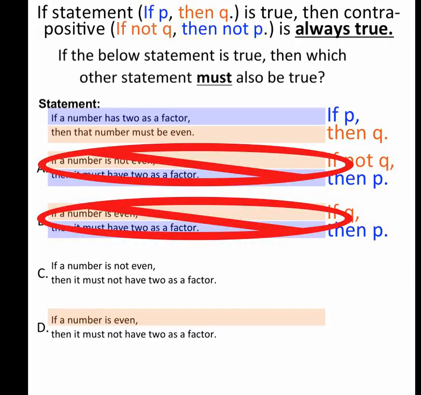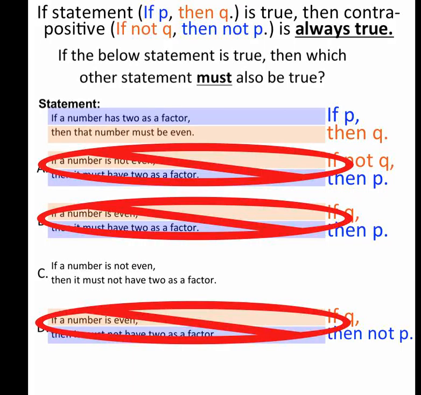Looking at the next one, if a number is even, well, that's the if Q again, so I know this isn't the contrapositive. Then it must not have a factor of 2. Then not P. Well, at least that's the part I want, but I wanted if not Q, then not P, so I know that one is not my contrapositive.